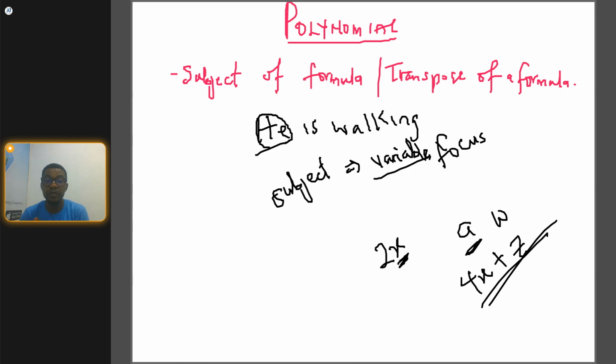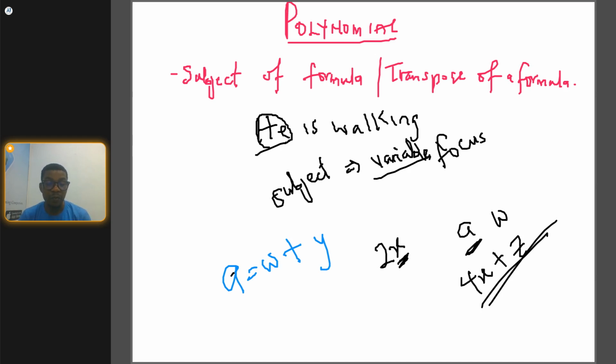Now, linking it to variable of focus, when we have some expression in mathematics in this form, let's make use of another ink. We have something of this nature, A equals W plus Y. The variable of focus is that variable that comes before the equal sign. The variable that comes before the equal sign is the variable of focus and is also referred to as what? The subject of the formula.